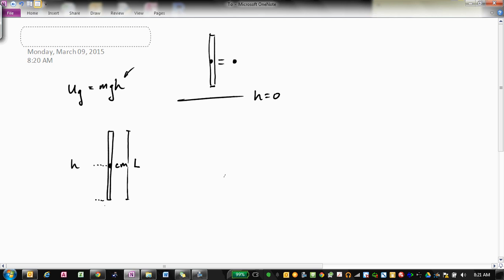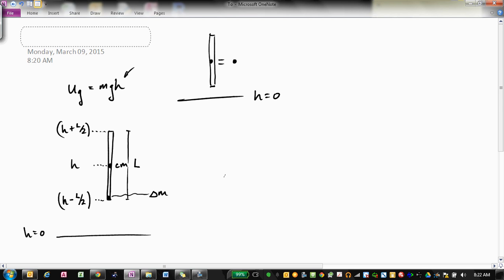This height here would be h minus half the length of the bar, and then this here would be h plus half the length of the bar. And then down here we would have the ground, and this is what we would be calling height 0. So what I want you to do is to think about the total gravitational energy of this thing as just the sum of a bunch of little chunks of mass delta m.